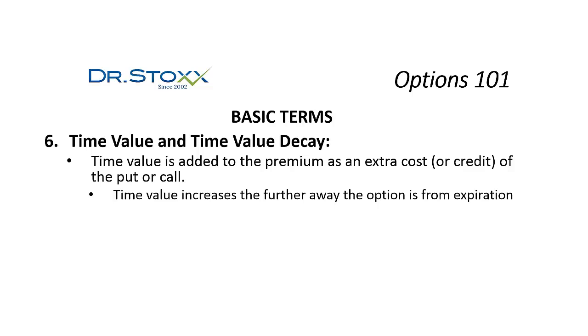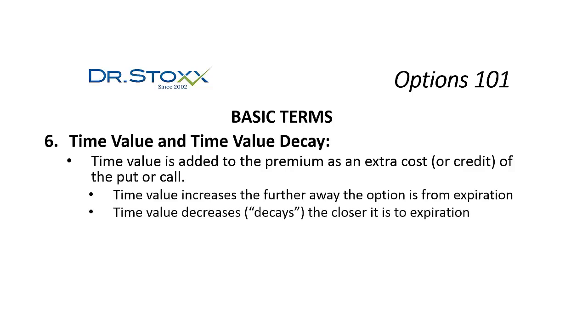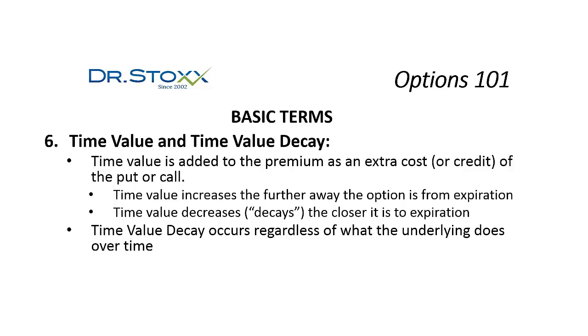So if you're holding a call option or a put option over a long period of time, even if the stock goes nowhere, you're going to see your call or put option decrease in value because that time value is slipping away from you. So time value decreases, and usually the word that's used here is decays. Time value decays the closer it is to expiration. Time value decay, and I'm going to throw in a term I don't have in the PowerPoint, theta decay.